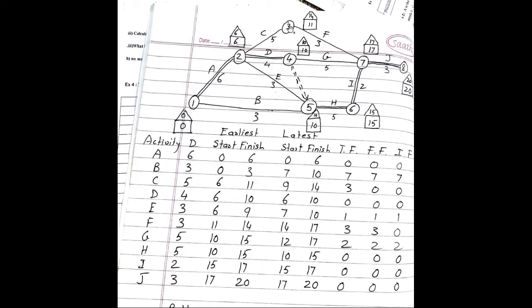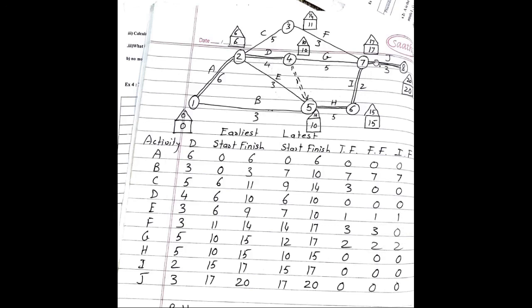Independent float for C. This is activity C. 11 minus 6 becomes 5. 5 minus 5 is 0. So for C, the independent float is 0. For D, this is the activity D. 10 minus 6 becomes 4. 4 minus 4 is 0. So for D, independent float is 0. For activity E, this is 10 minus 6 becomes 4. 4 minus 3 becomes 1. So independent float is 1 for activity E.